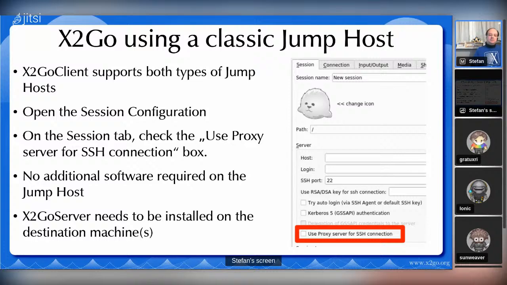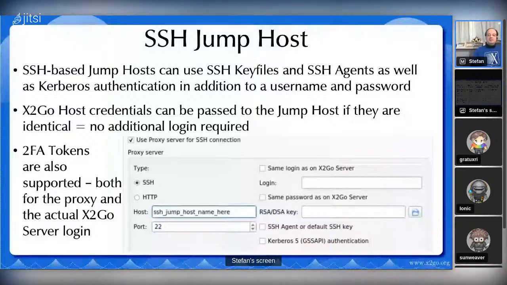SSH-based jump hosts can use SSH key files and SSH agents, as well as Kerberos authentication, in addition to a username and password. X2Go host credentials can be passed to the jump host if they are identical, so there's no additional login required. Two-factor authentication tokens are also supported, both for the proxy and the actual X2Go server login.